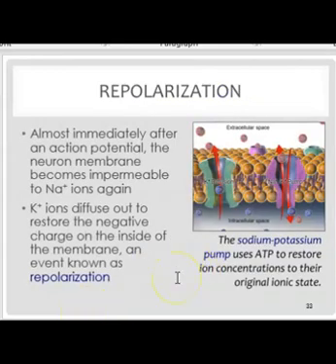This happens almost immediately after the action potential, and the neuron membrane is basically going to shut off these gates to the sodium ions. So it is going to stop letting these positive ions into the inside of the cell. At the same time, the potassium ions are going to start to diffuse out in order to restore the negative charge on the inside of the membrane. So what we want to do is get that membrane back down to its resting potential, where the inside is more negative than the outside, at the negative 70. This process is called repolarization.